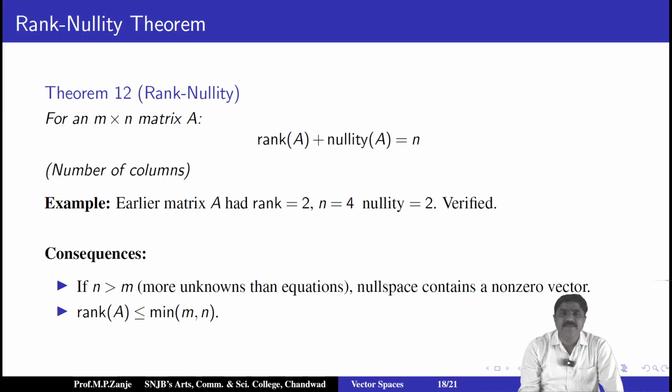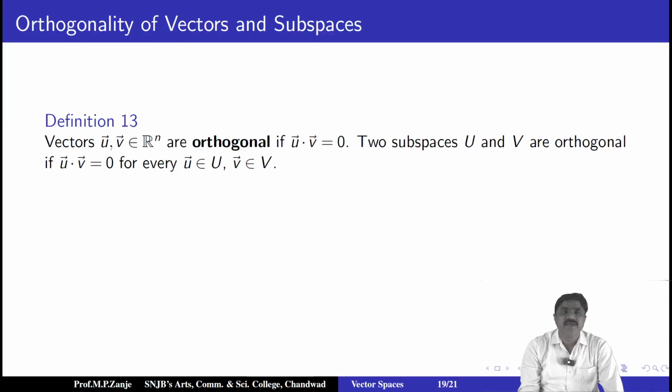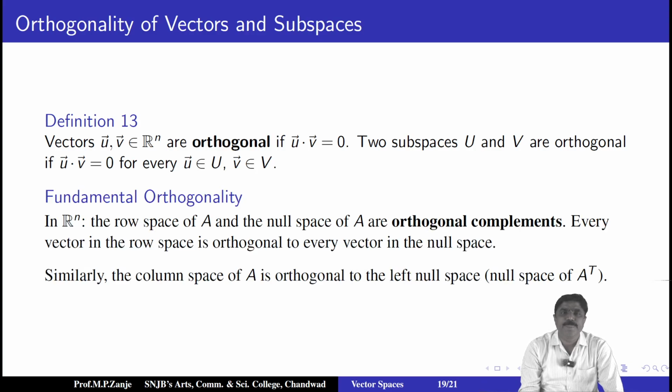If n is greater than m, this means that the null space contains a non-zero vector. Rank A is always less than or equal to the minimum of m and n. Vectors u and v are said to be orthogonal if their dot product is equal to 0. Two subspaces U and V are orthogonal if the dot product is equal to 0 for every u belonging to U and v belonging to V.